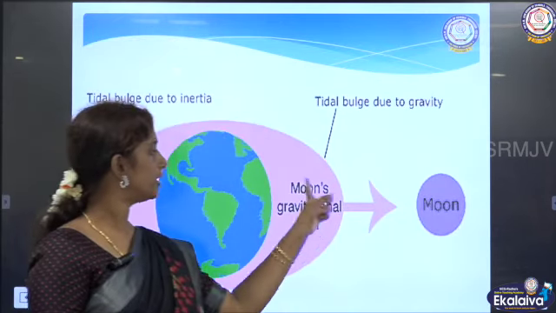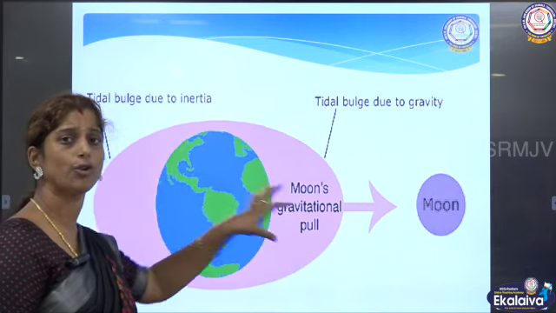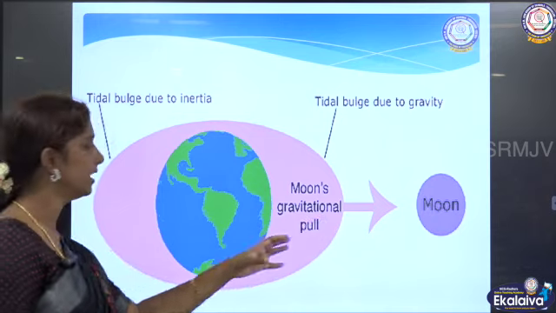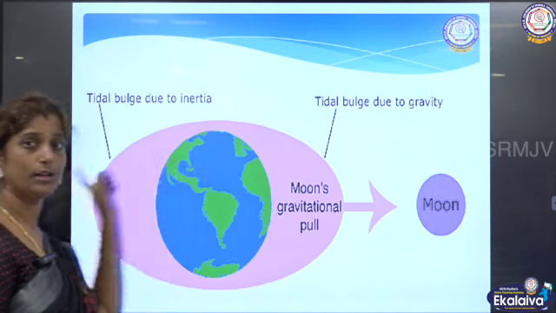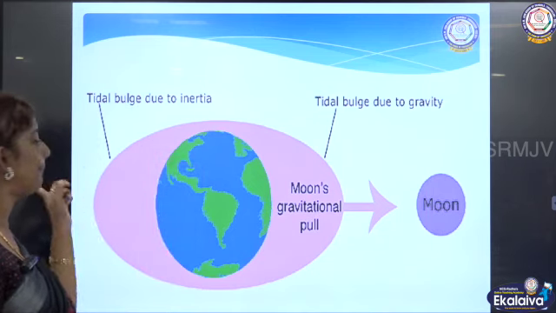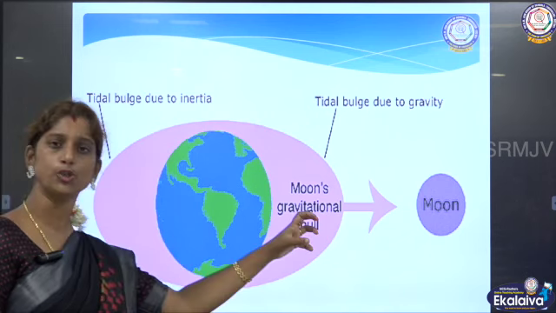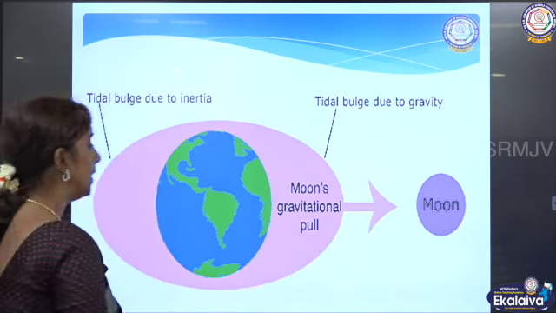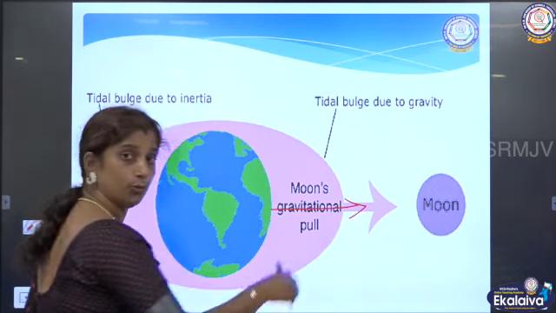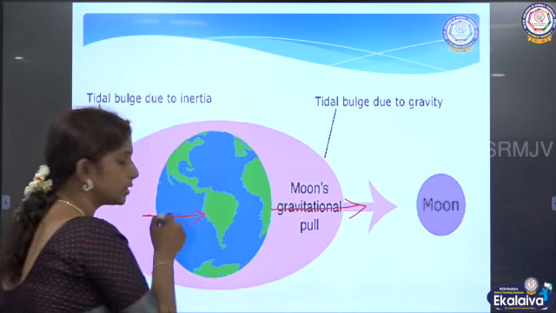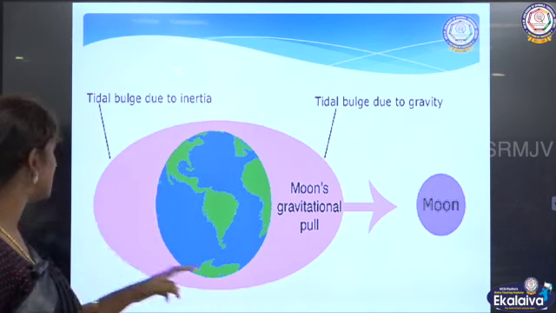So that is what I told you, the moon's gravitational force on the part of the earth which faces the moon. So what will happen? This bulge will happen due to gravity, right? So on the opposite side, what is happening? This bulge is happening because of inertia, right? So the earth is also moving along with this water surface. So because of that, this part is also facing a bulge, which is high tide.